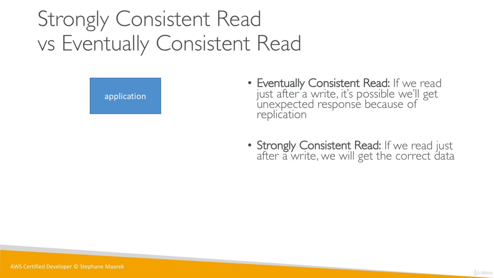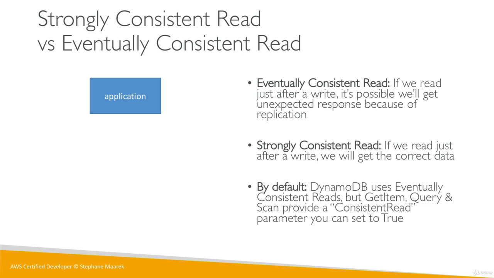Or there's something called strongly consistent read, which is if we read data just after a write, we will get the correct response, the correct data. And by default, DynamoDB will use eventually consistent reads for GetItem, Query, and Scan. But there is a ConsistentRead option parameter that you can set to true, and if you do so, you will get a strongly consistent read. Now you may ask me, why would we not choose strongly consistent read all the time? Well, because there is going to be an impact to your RCU. We'll see this in the next slide.